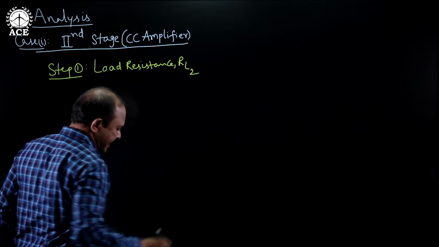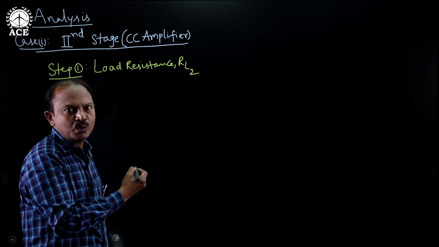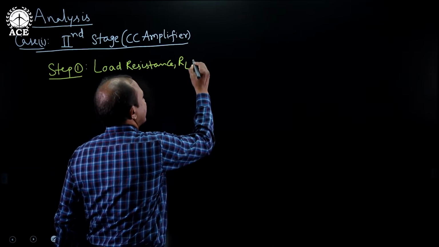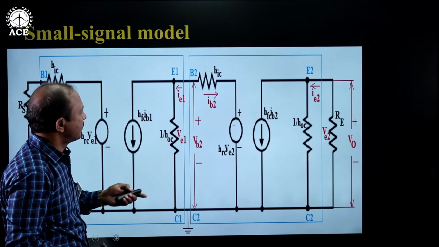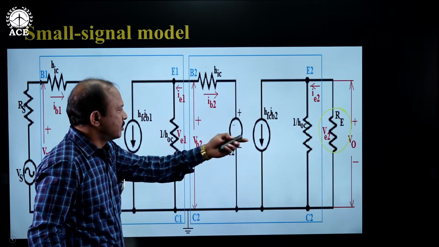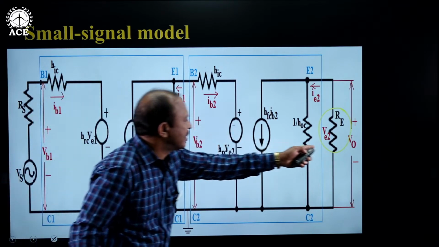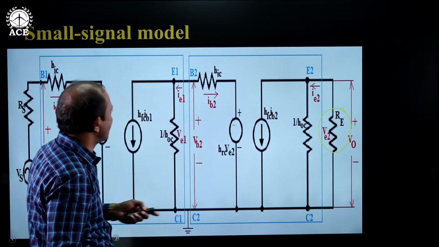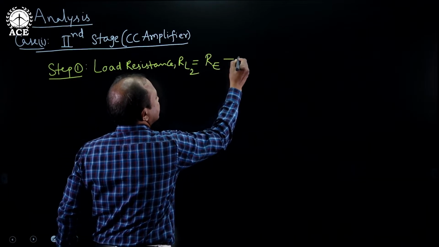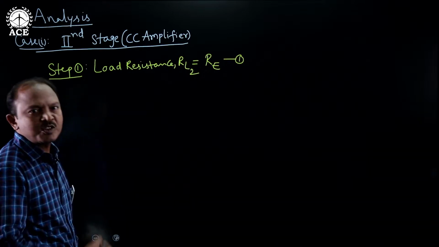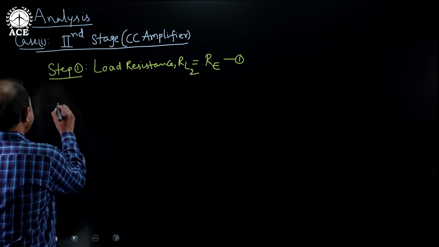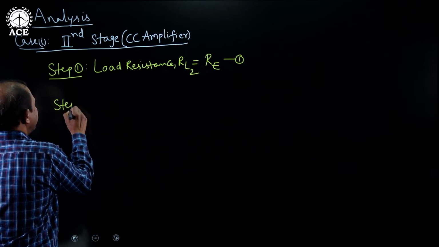As we are talking about the second stage, for every parameter I will use a suffix 2. RL indicates load. For the second stage, that's why I called it RL2. Now look at the circuit. RL2 is nothing but RE. The load resistance of the second stage, which is available in the circuit, is RE. Once we estimate load resistance in any amplifier, we are in a position to estimate current gain. So let us start with the second step, current gain.